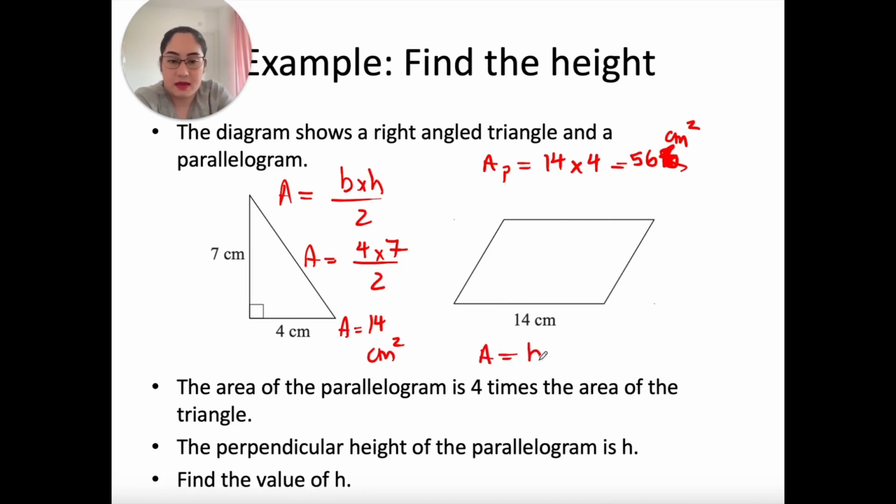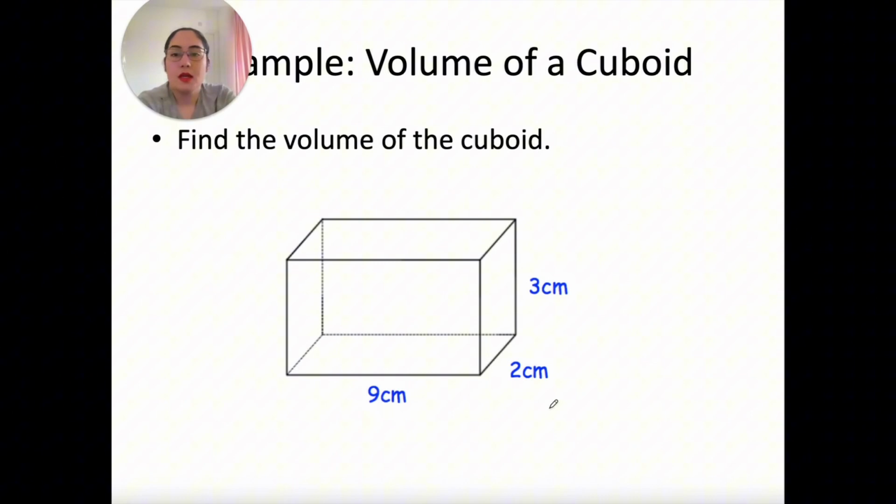Now, how do we find the area of the parallelogram? It was base times height. So if we know the area is 56 and we know the base is 14 times the height, which is what we're trying to find, we need to do the inverse, which is 56 divided by 14. So if we do the division, how many times does 14 go into 56? And that would give us 4. So the h is equal to 4 centimeters. Right? Hope that makes sense.